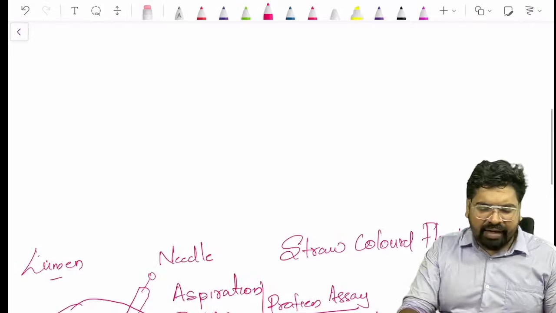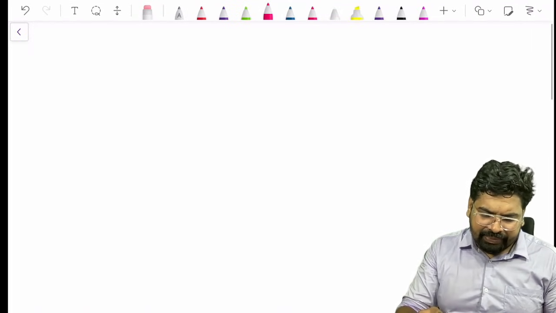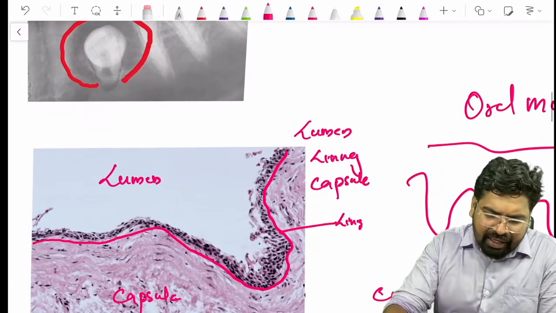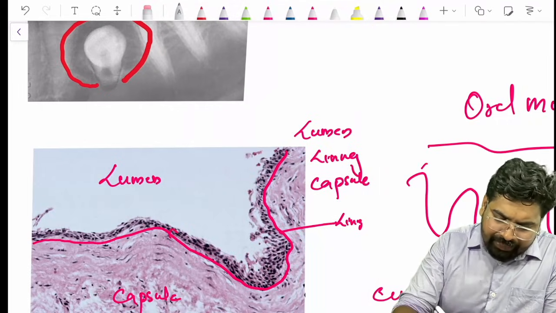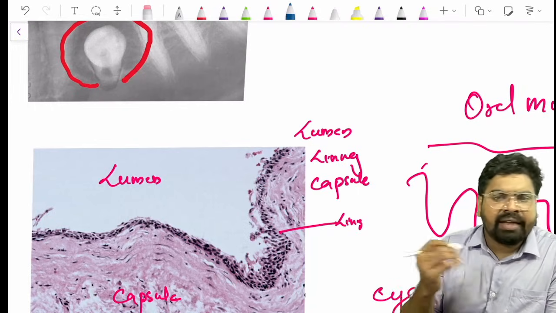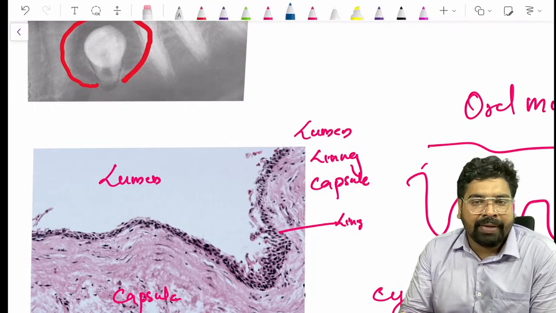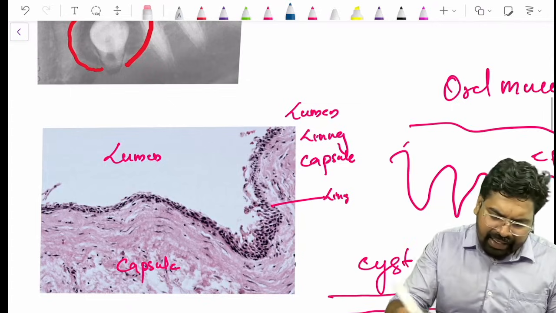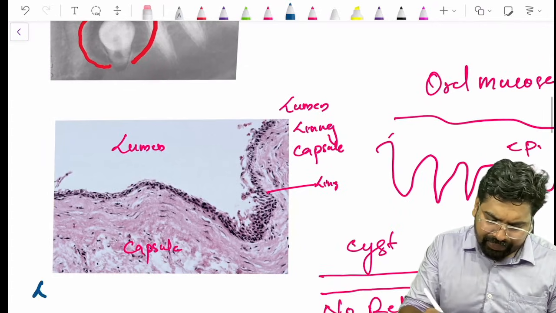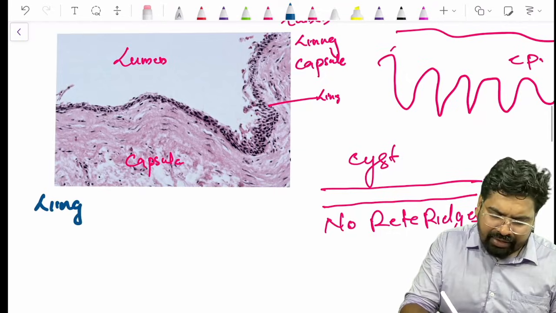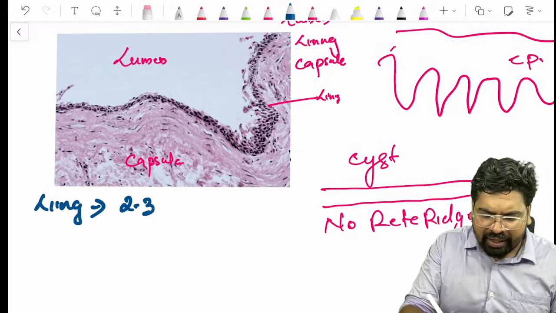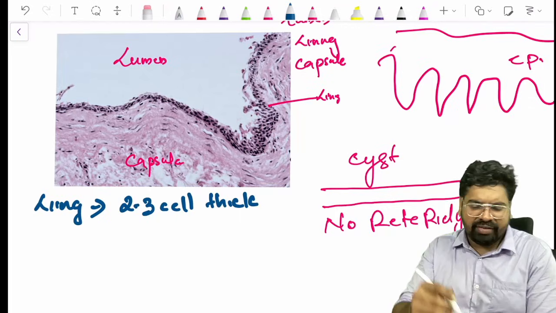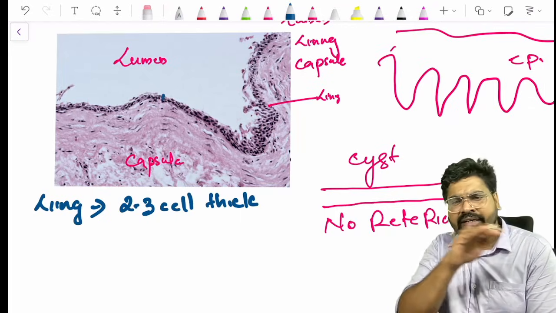What we get is a lining like this, the tissue like this. Here you can see that the lining is very thin. It is reduced enamel epithelium, which is just 2 to 3 cell layers. In the lining you can see just 2 to 3 cells thickness.